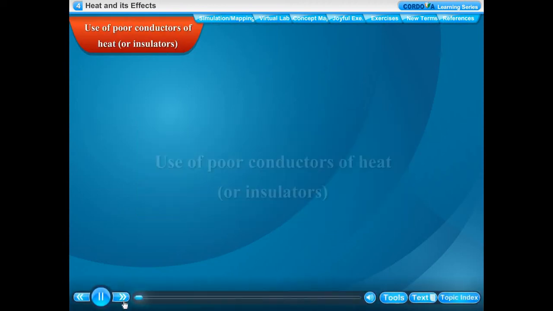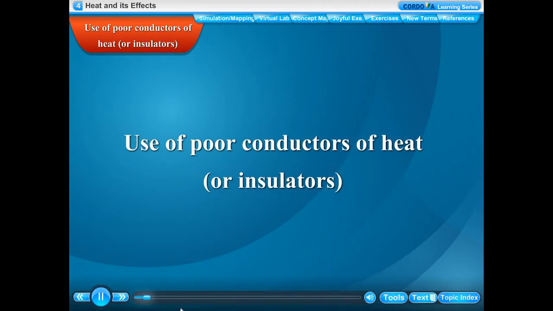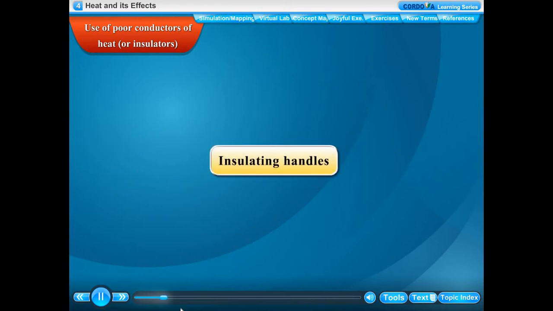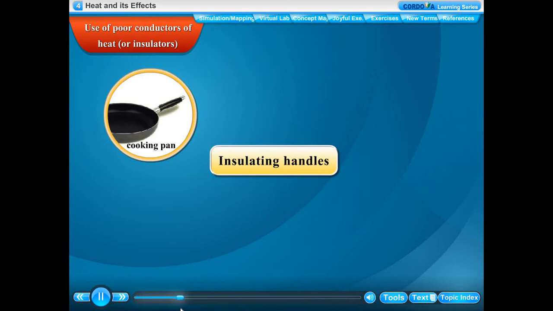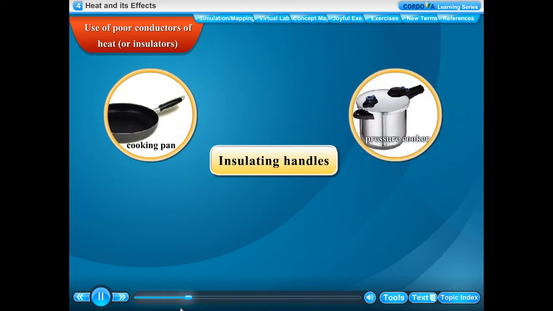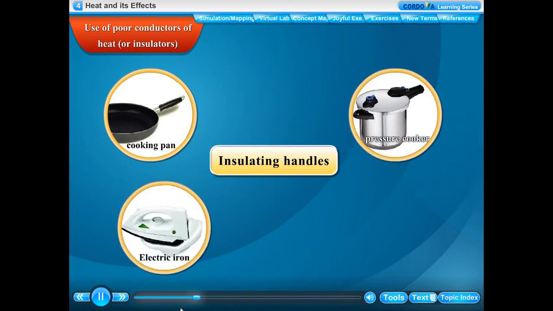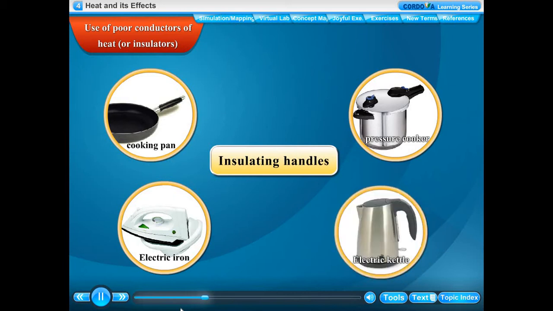Conductors of heat are used, as are poor conductors of heat, or insulators. Insulating handles: appliances like cooking pans, pressure cookers, electric irons, electric kettles, etc. are provided with wooden or bakelite plastic handles because these materials are poor conductors of heat.